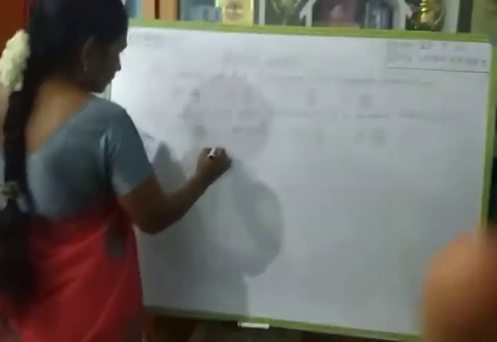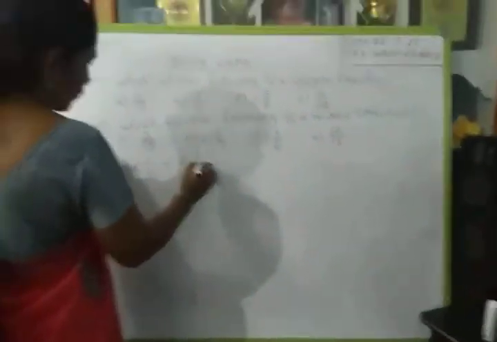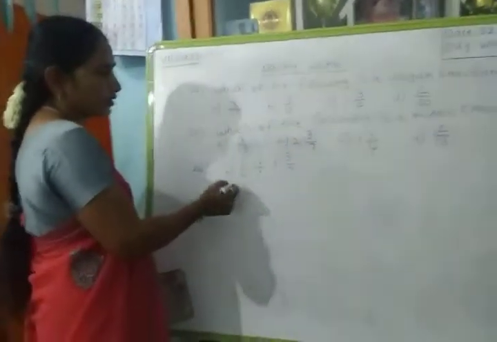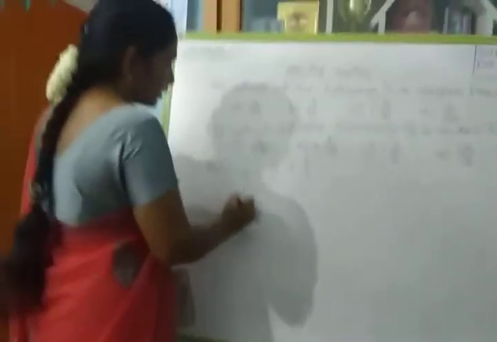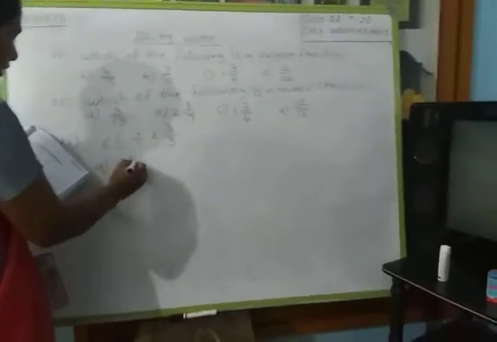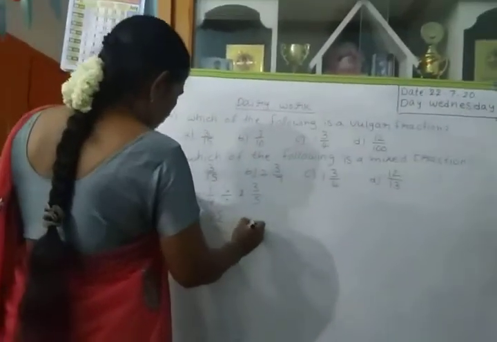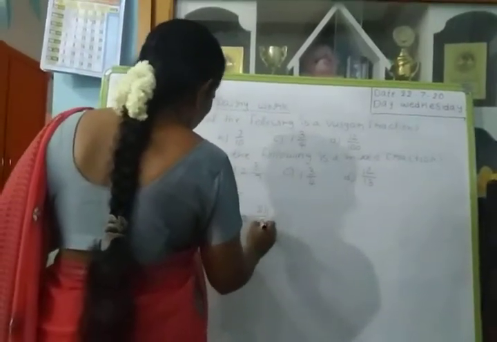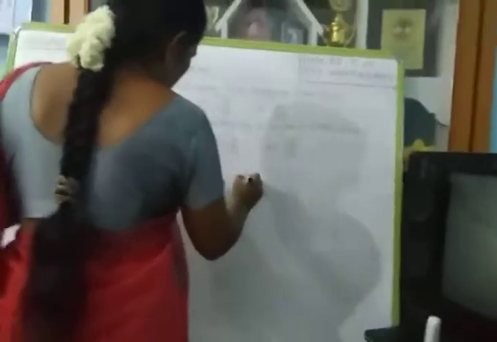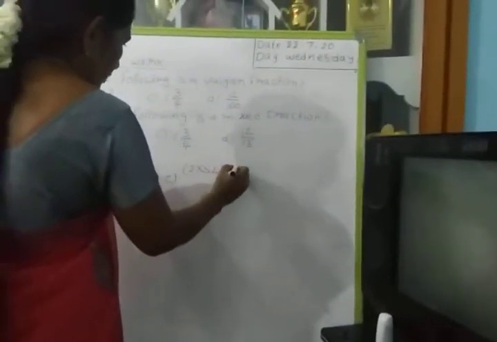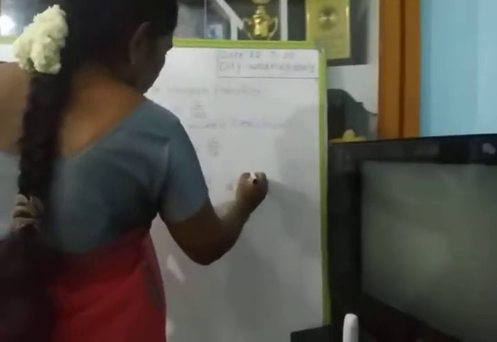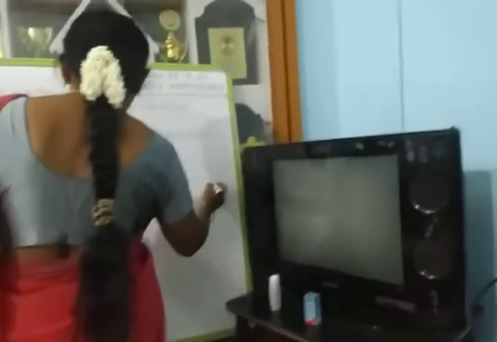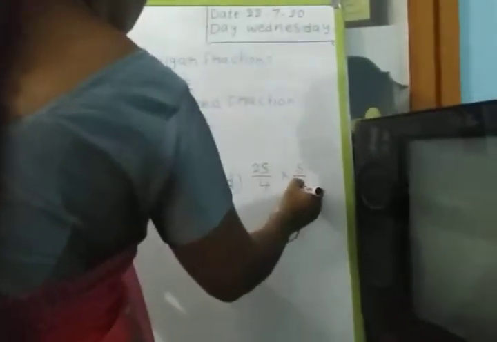6 1 by 4 divided by 2 3 by 5. Division of fractions I already explained. First convert the mixed fractions into improper fractions. Then take the reciprocal of the second fraction, and you will get the answer. Option A 125 by 52, option B 221 by 52, option C 2 into 52 plus 21 by 52, option D 25 by 4 into 5 by 13.